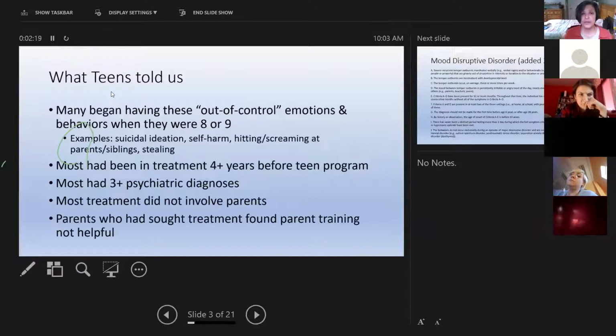In our program, what we started noticing is some things that teens could tell us. In part, this was them telling us at intake, but also just through their course of treatment. One of the things they let us know was that the suicidality they were experiencing and the self-harm they were displaying, for the overwhelming majority of them, those types of actions began when they were 8 or 9. When they were 8 or 9, it looked different.